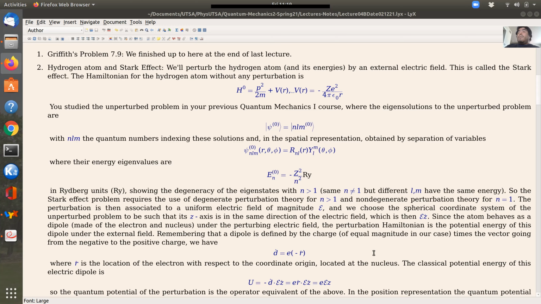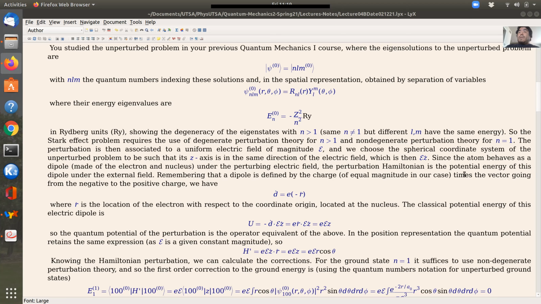And you want to know the expression for the perturbation Hamiltonian, which is essentially, well, the potential energy of this dipole under the electric field. So a dipole is defined by the charge times the vector going from the negative to the positive charge. So you have the dipole in this case is, okay, positive charge of equal magnitude as the negative one of the electron, and then times minus the R vector, okay? So R is the location of the electron with respect to the coordinate origin, and we put the coordinate origin located at the nucleus.